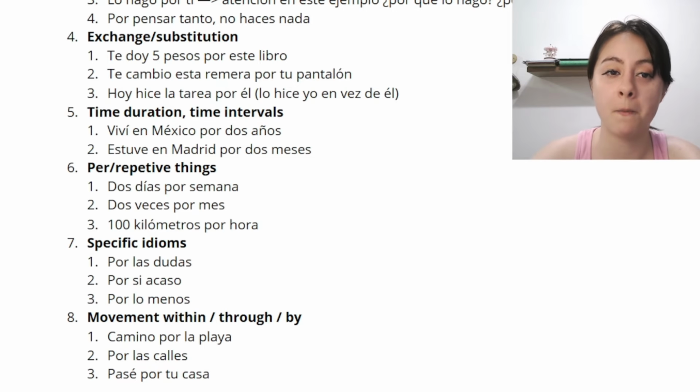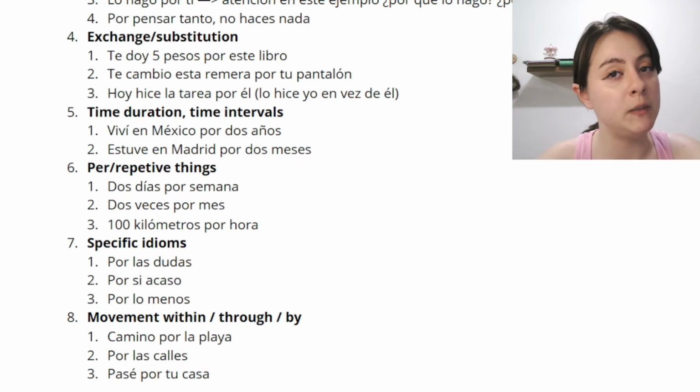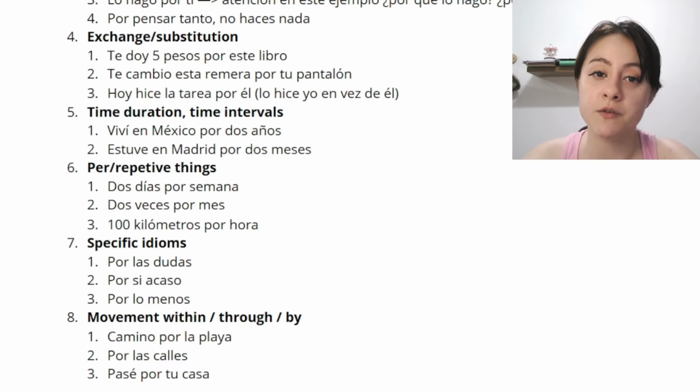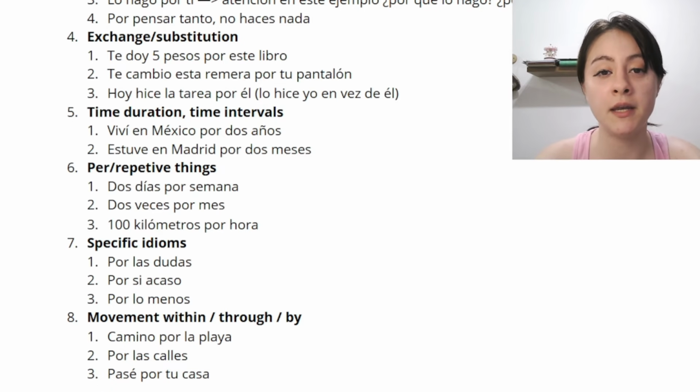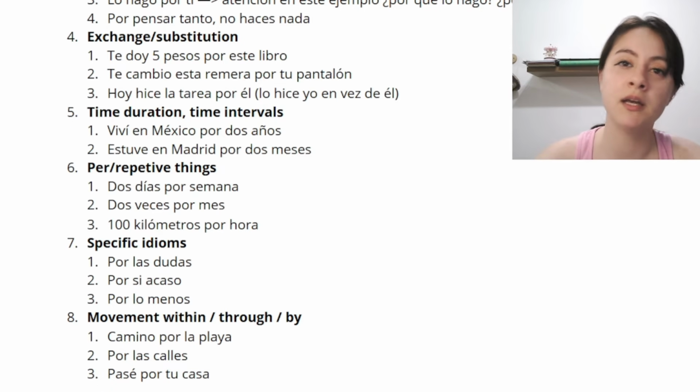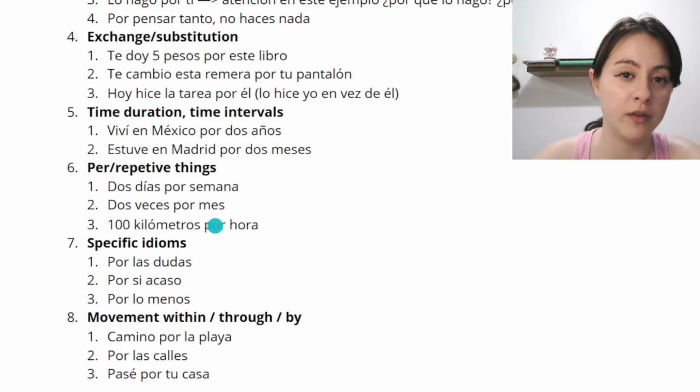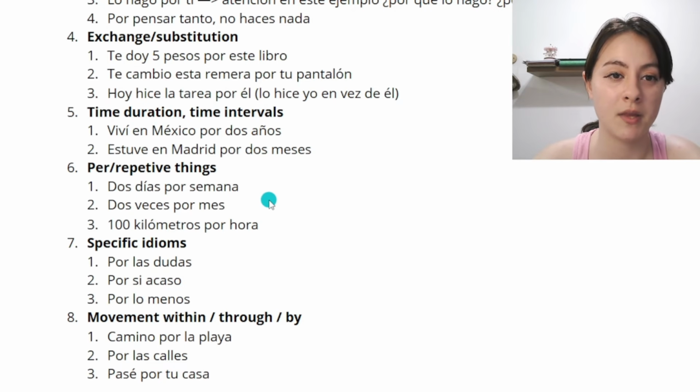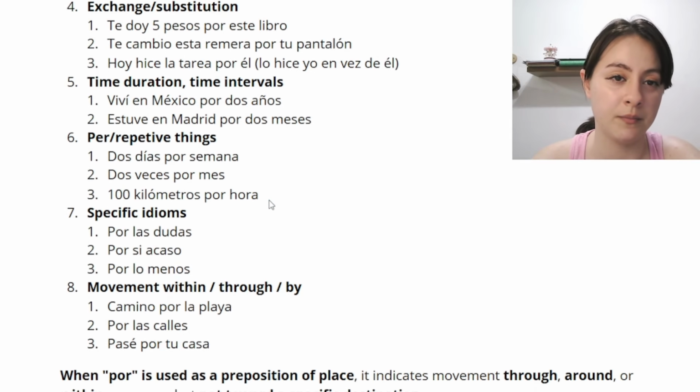Third example here, hoy hice la tarea por él. So this one's interesting because it could mean two things. It could mean that you did it because of him, right? Or for him, but it could also mean that you did it in his place. So it's a substitution. You were there for him or instead of him.